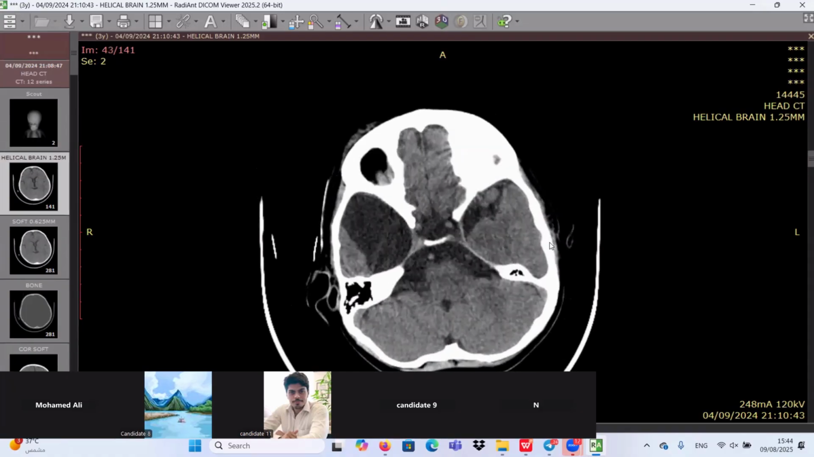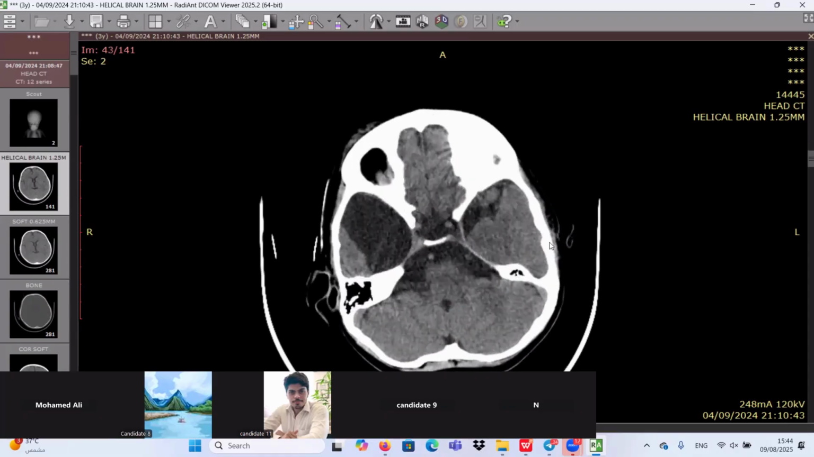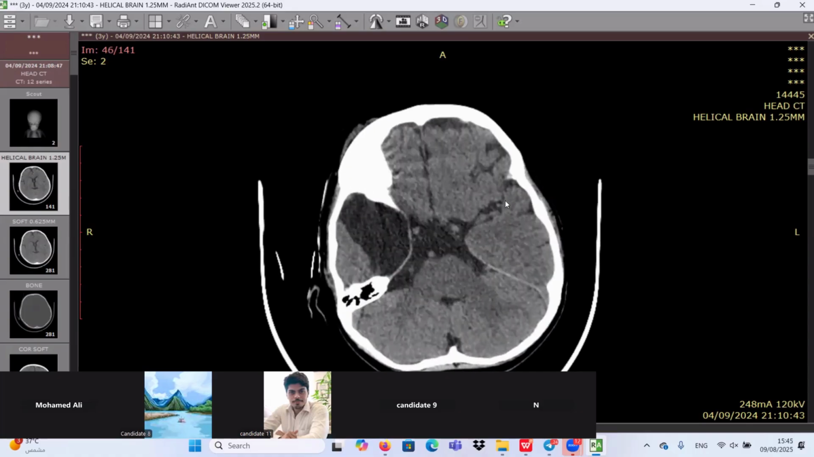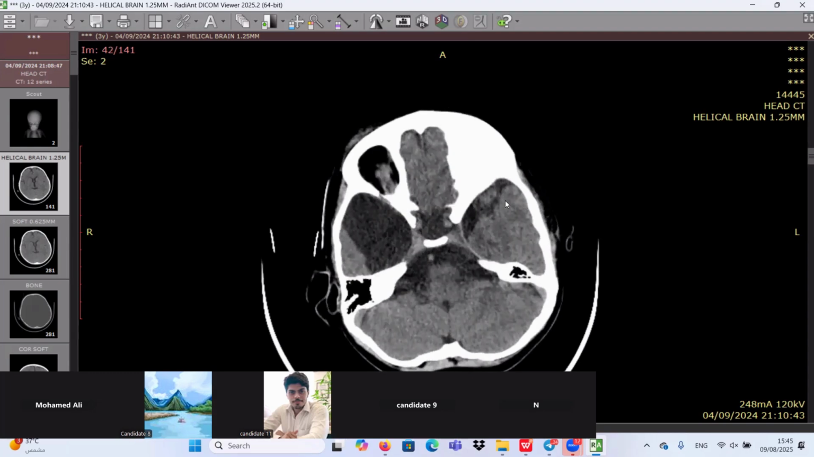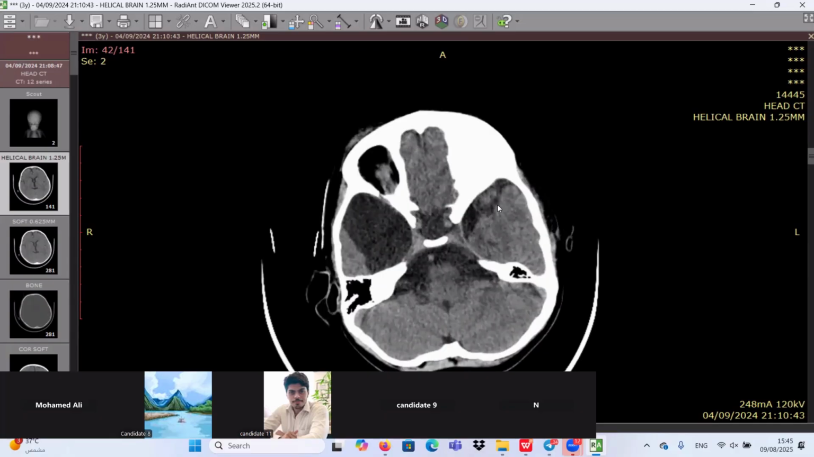Also, on the left side, we have a small cystic lesion at the same level. It's more down, yes, this one. This is a small arachnoid cyst on the left side. So we have here bilateral arachnoid cysts, an incidental finding, more on the right side.